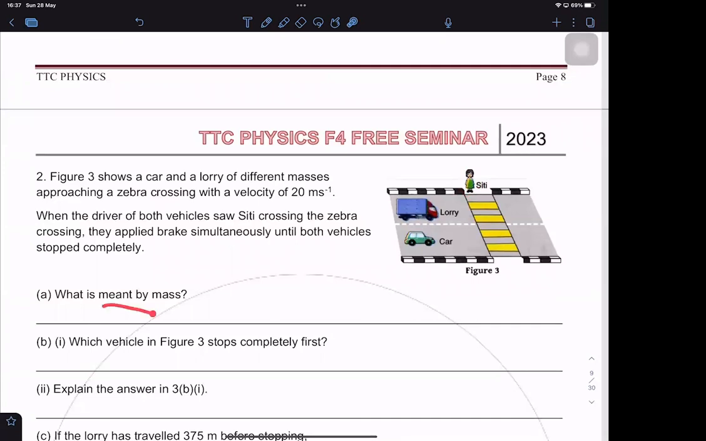First question, what is meant by mass? We know that there are actually mass and weight. These two are actually different things. Mass is basically how much things you have inside you. How much things you have inside you. And this doesn't change.